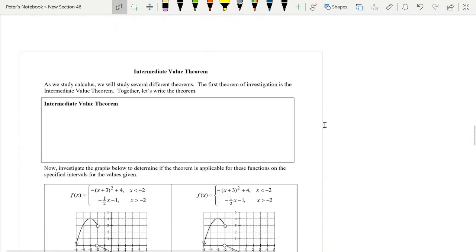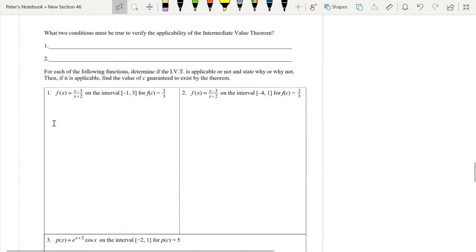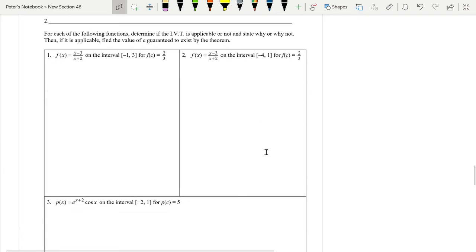Okay, so we'll go over the first two problems here. For each of the following functions, determine if the IVT is applicable or not and state why or why not. Then, if it's applicable, find the value of c guaranteed to exist by the theorem. So I think this should actually say: if it's applicable, find the value of c. So we are now actually finding the value of c.